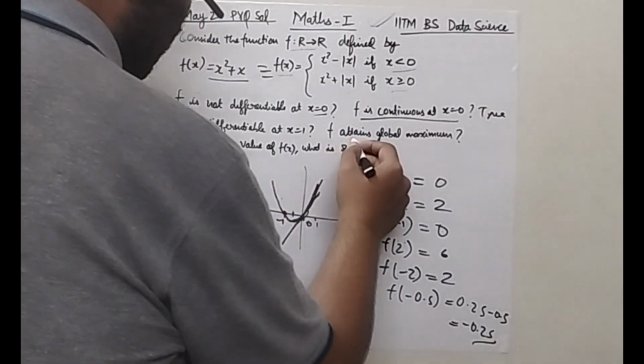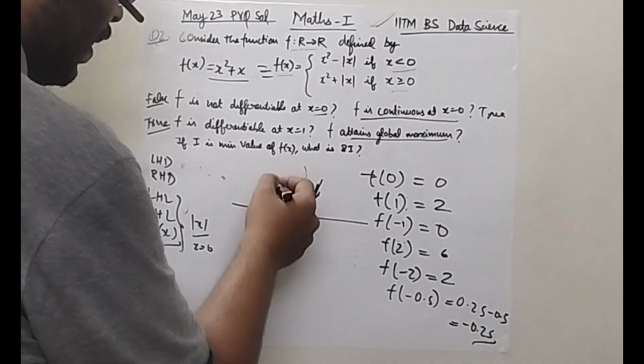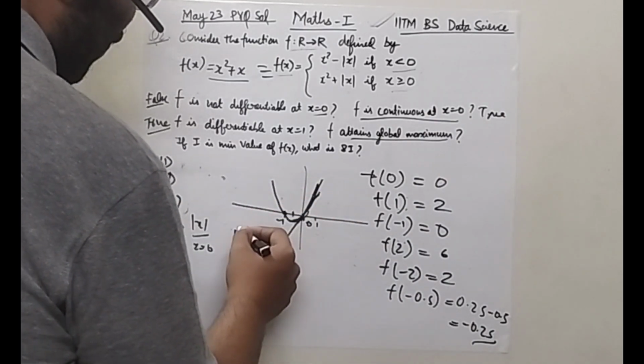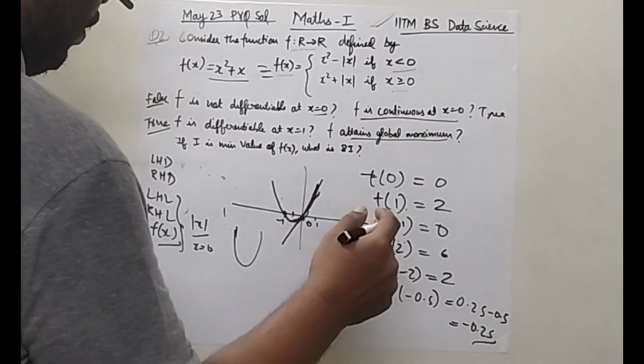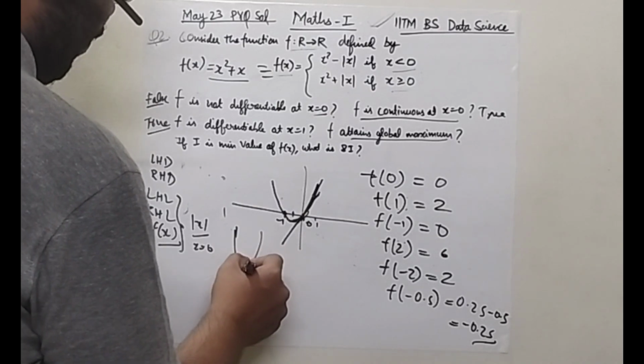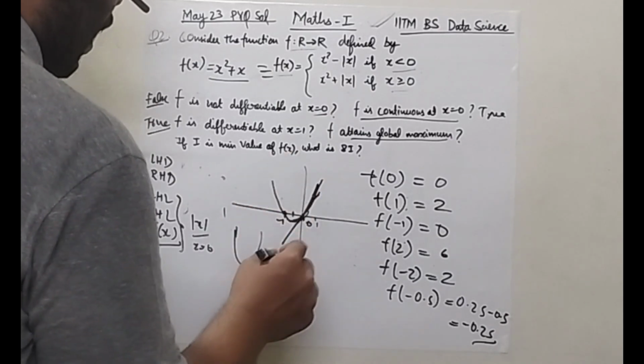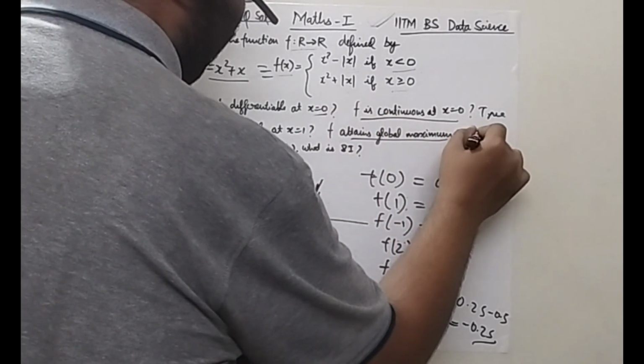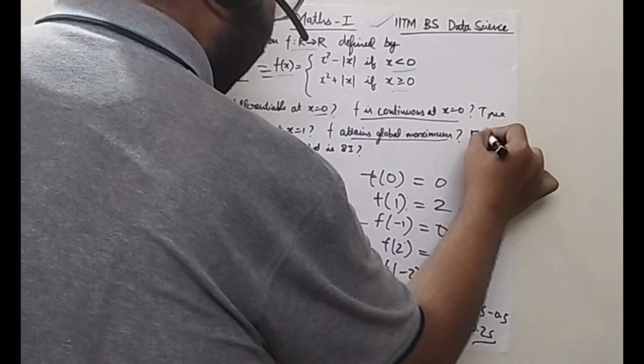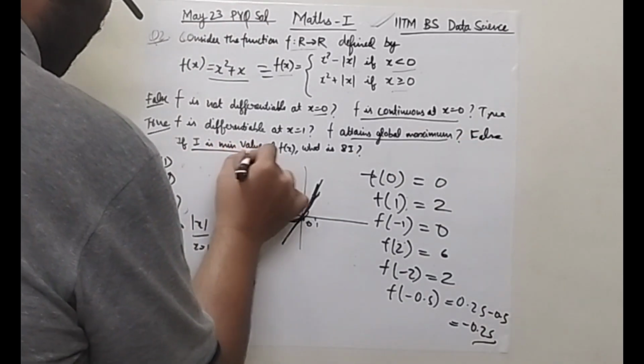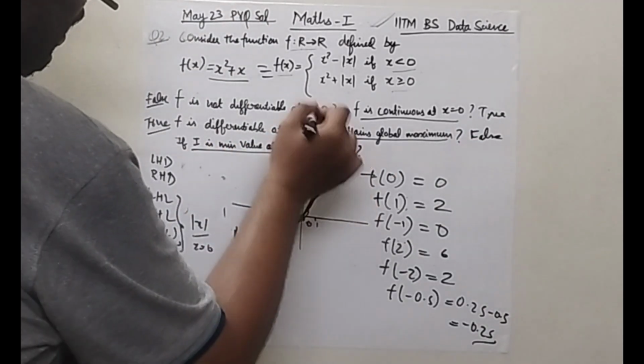And whether f attains a global maximum: since this is a parabola, and a parabola never attains a global maximum, it always attains a minimum. The minimum is something like here, so it will never attain a global maximum. False. And if I is the minimum value of f of x, what is 8I?